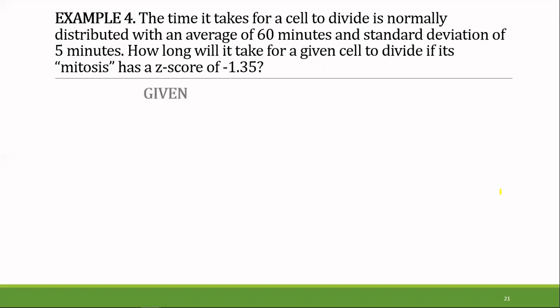So let's identify first the given. We have a value of z-score which is equivalent to negative 1.35. Then our mean is 60. And then our standard deviation is equivalent to 5 minutes.